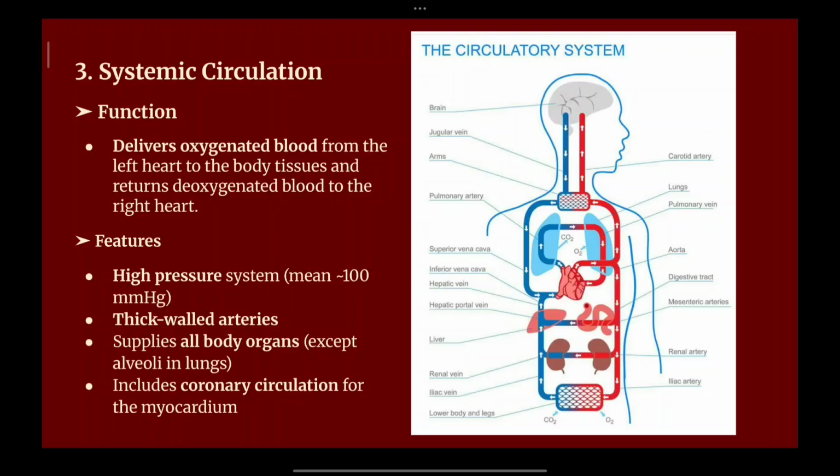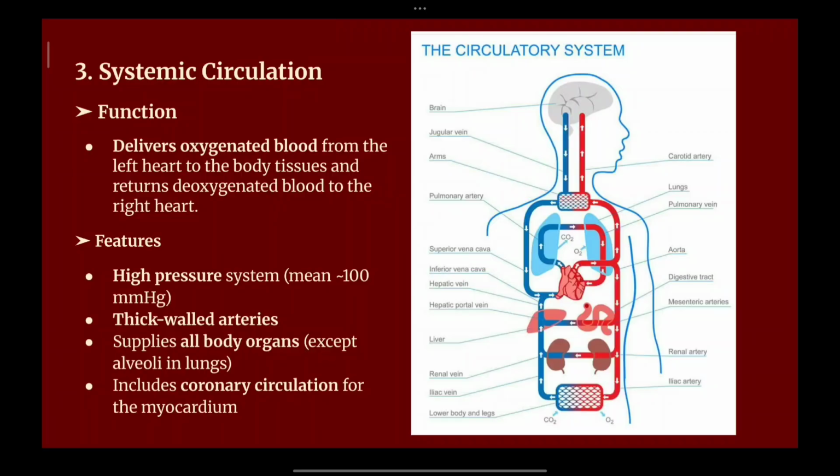It is flowing with the pressure because that is being given by the left ventricle. So when the left ventricle is exerting pressure, the same pressure flows through the blood vessels. So hence these arteries are very thick walled. It supplies all body organs.